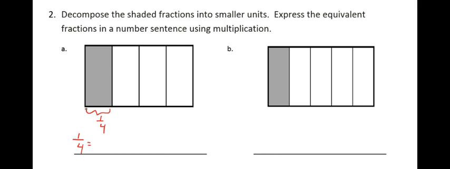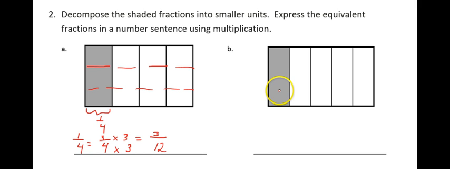I'm going to divide this one into 3 rows. That means instead of having 1 piece that's shaded, I now have 3 pieces that are shaded. And instead of having 4 pieces that make the whole, I now have 12 pieces that make the whole. That means that 1/4 is equivalent to 3/12.